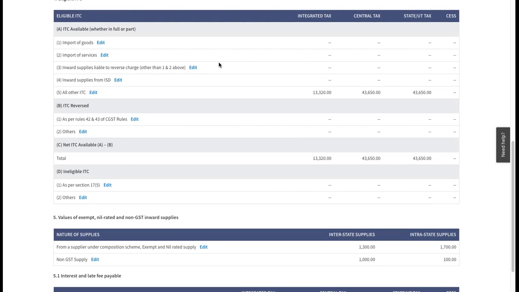Eligible ITC. After mentioning the amount of taxes payable for outward supplies and inward supplies under reverse charge, the eligible ITC to be claimed must also be mentioned. Your net tax liability will therefore be the difference between total taxes payable and eligible ITC. ITC available, whether in full or part.